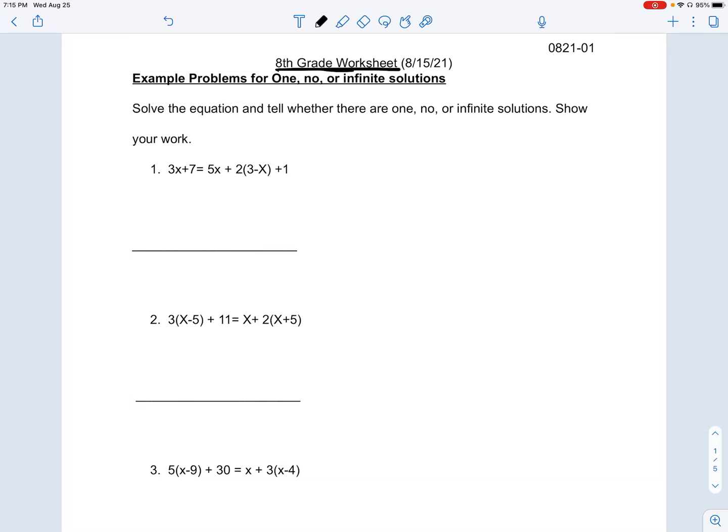Hello, this is the 8th grade worksheet, and we're just going to be going over whether this equation has a single, none, or infinite solutions. So if we actually solve this equation, 3x plus 7 is equal to 5x plus, and we distribute, 6 minus 2x plus 1. 5x minus 2x is 3x. 6 plus 1 is just 7. Because the values for each side are equal, we know that this is an infinite solution, meaning that no matter what you put into the equation, it's always going to equal one another.